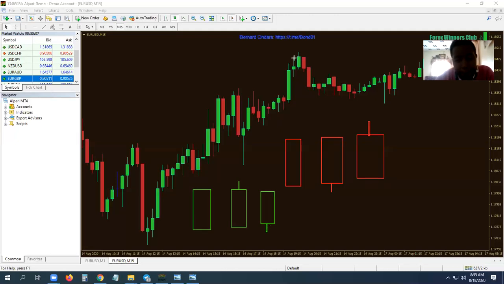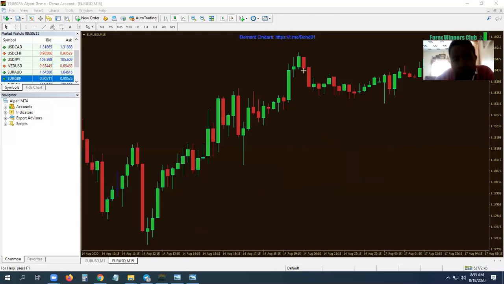Now, here is one. Can you see that? There's no wick at the top for this candle. No wick at the bottom. Okay? No wick at the top. So those are Marubozu candlestick patterns anyway.